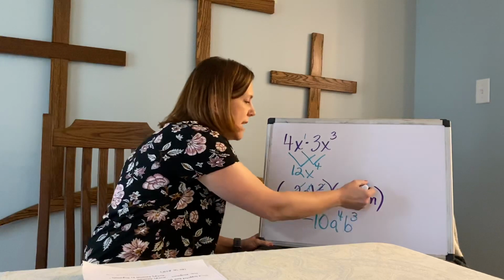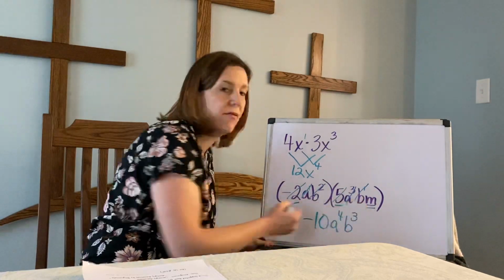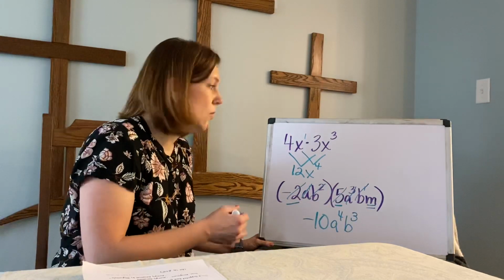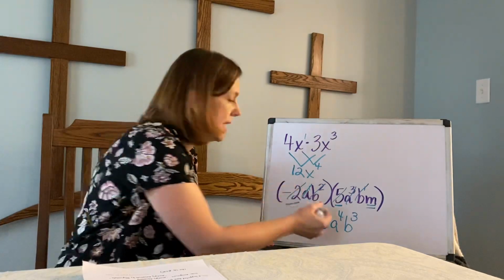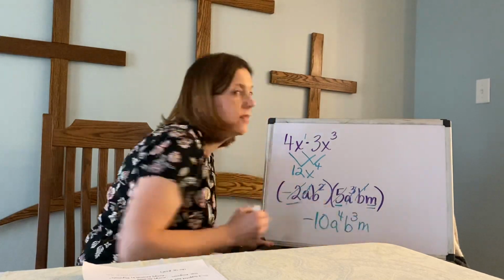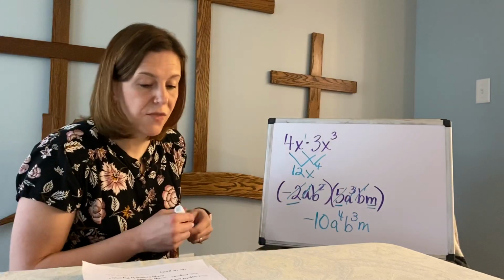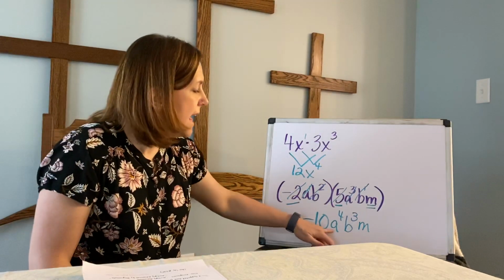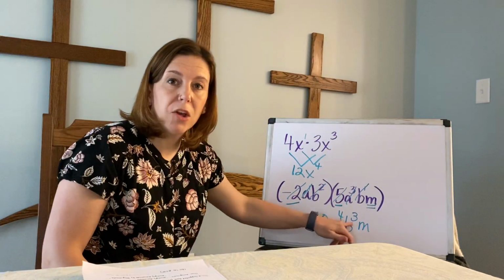I'm going to cross that out. And then I see I just have an m remaining. Well, there's no other m being multiplied, so that is going to remain the same. So my answer to this first problem is -10, a to the 4th, b cubed m.